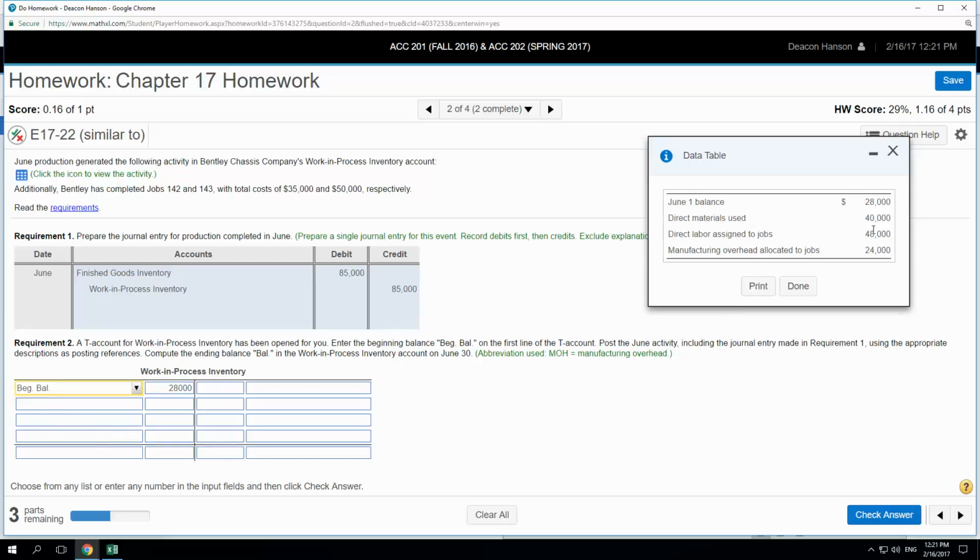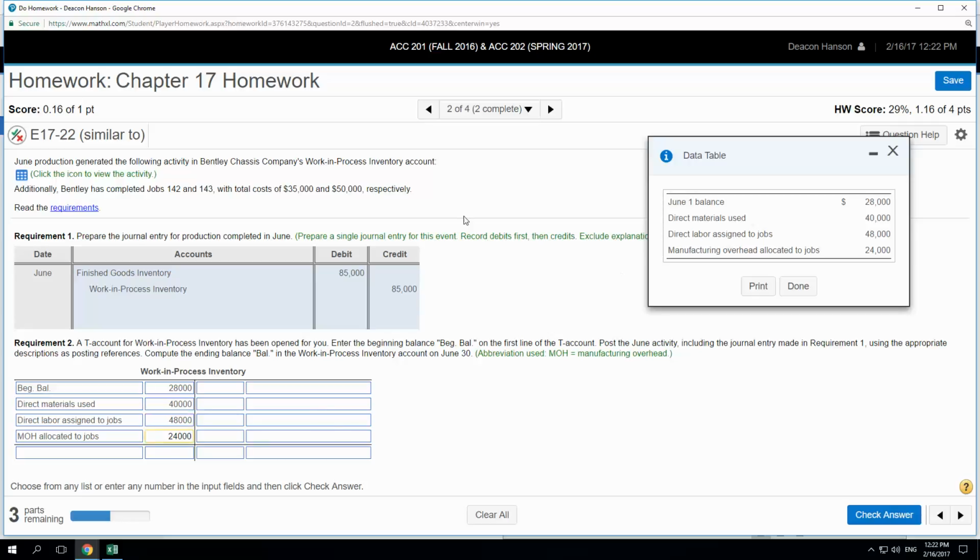Okay. Now we can do what we were supposed to do. We'll put in the direct materials used, not purchased, right? Direct labor assigned to jobs, and the manufacturing overhead allocated to jobs. So that's going to be these three here: 40,000, 48,000, and 24,000.